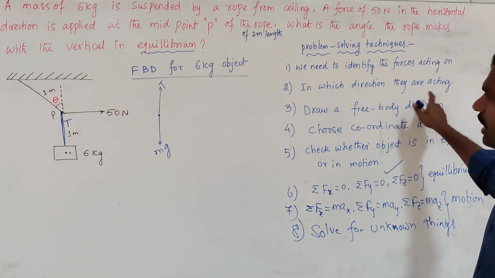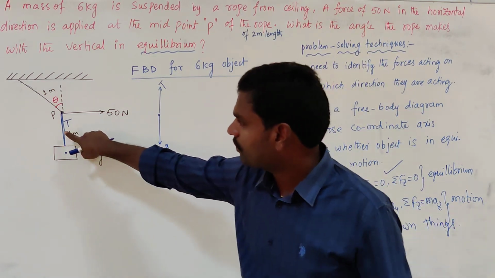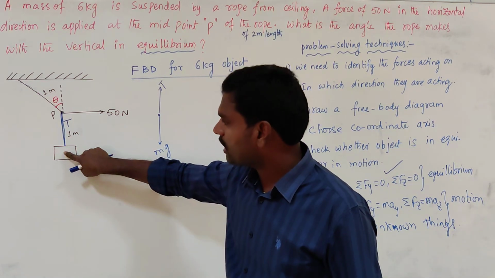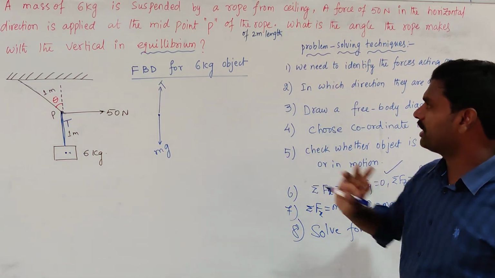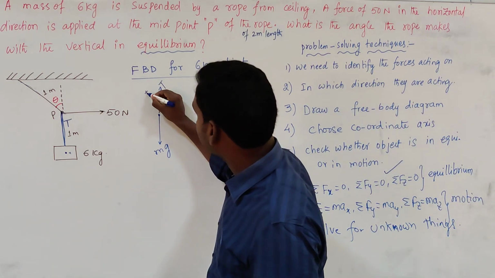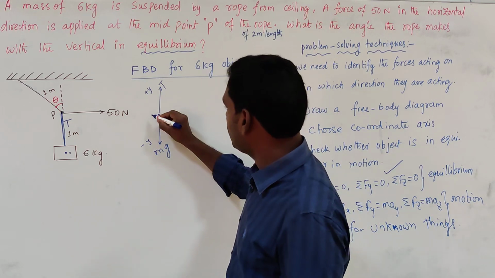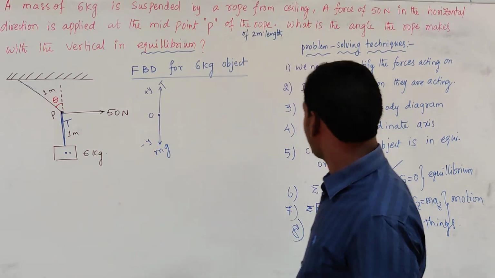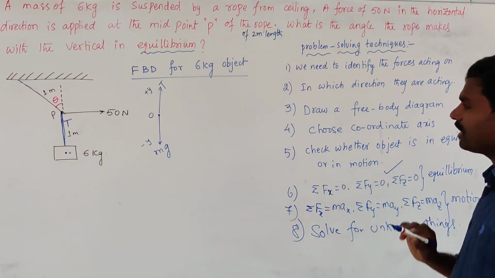In which direction are they acting? Weight is acting downwards and the tension force exerted by the rope on the object is upwards. Right. We draw a free body diagram and choose the coordinate axis. Let this be the positive y-axis, so this will become the minus y-axis, and this is the origin.